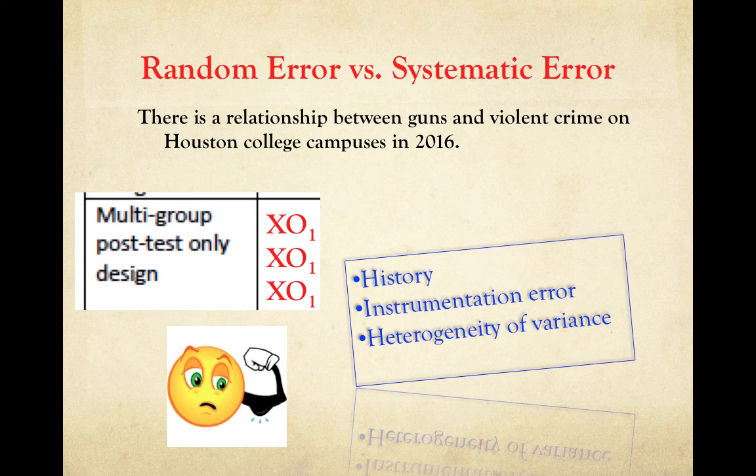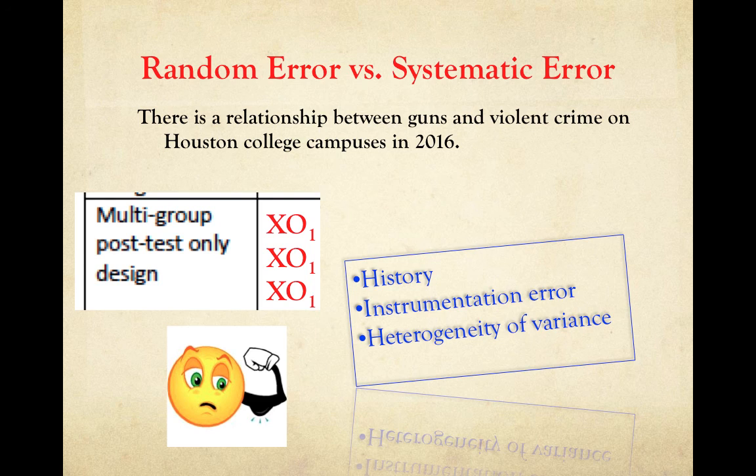Instrumentation error. Since you would have to depend on the campus police departments to collect your data, there might be flaws in how the police department collects the data on violent crimes and gun carriers. Perhaps not all the student or teacher gun carriers registered their guns with the campus police department. Perhaps not every violent crime on college campus is reported to the campus police. This causes instrumentation error and can also threaten the conclusions you can make about the relationship between your two variables of interest.